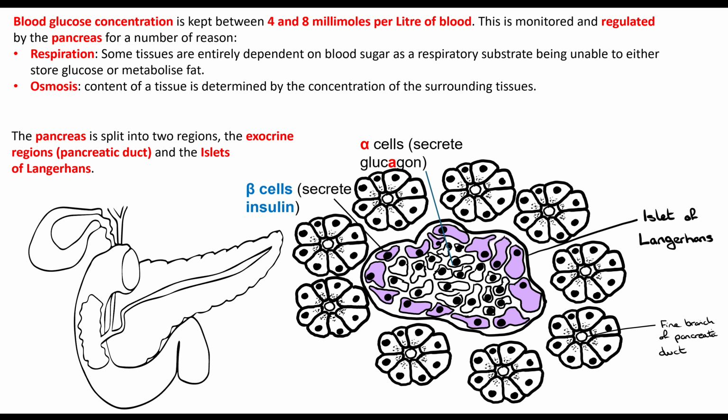Now, surrounding the cells, what we have is the fine branches of what's known as the pancreatic duct. We have acinar cells, and those acinar cells are the ones that are going to produce enzymes. Now, you don't need to know too much about this if you are doing OCR A. However, they do love to throw a little curveball at you. So the exocrine region is the cells that are going to secrete digestive enzymes, in this case from the pancreas, into a duct, and that duct will then lead down to the small intestine.